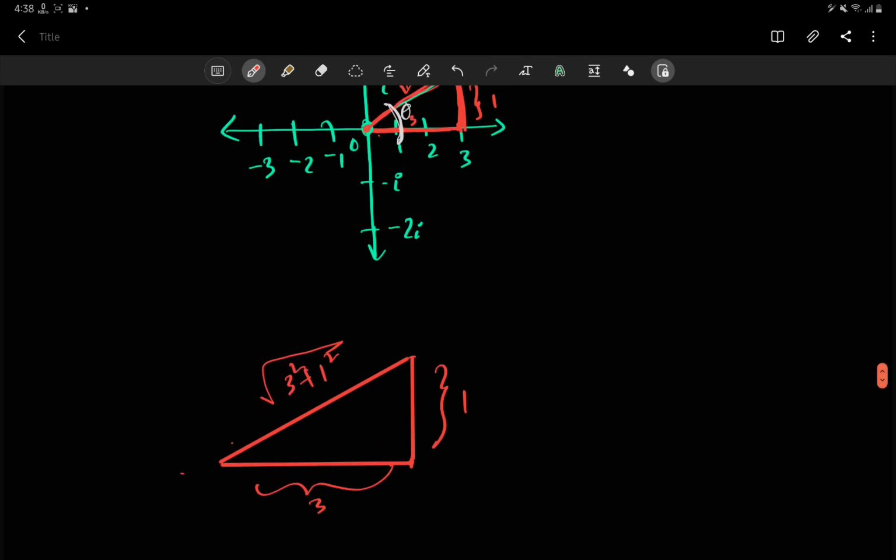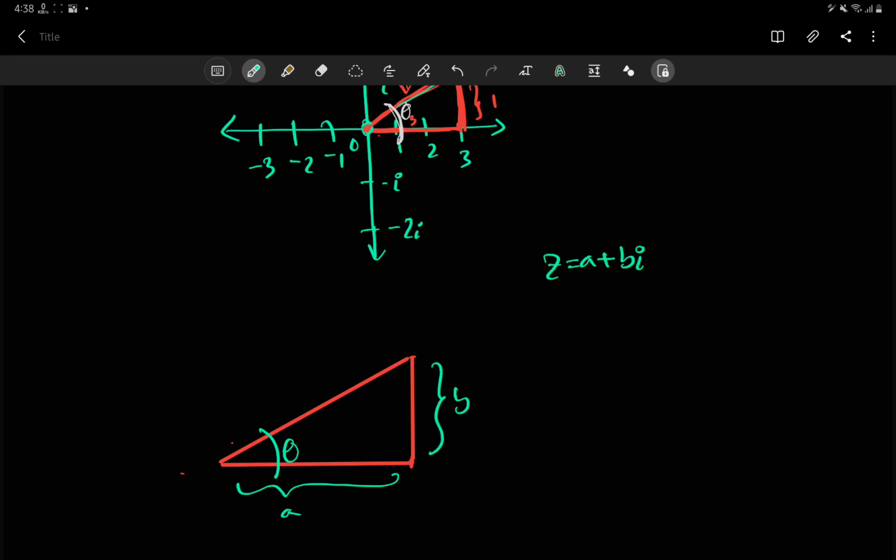Okay, and this is angle theta, and I'm not going to write it like that because these things will change. Let me write it as a parameter. This was a, this was b. If we write z equals a plus bi, and this length is called the modulus of z, or r. Okay, so now can we write a equals r cos theta and b equals r sin theta?